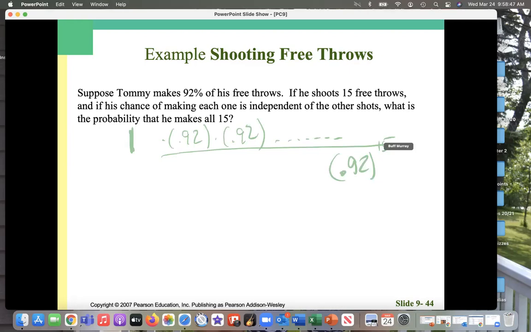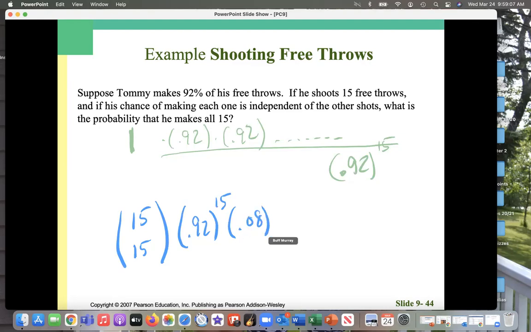Now, how do we use our little formula for binomial probability here? 15 shots, he's going to make all 15. Probability of a success is 92%, and that would be to the 15th power. Probability of a failure is 8%, and that's to the 0 power. That's going to lead us to the same thing, isn't it? This is really, how many ways could you make all 15? One way, right? You make them all. This is like that P to the 15th power. This is like the Q to the 0 power. 15 successes, 0 failures. Does that make sense?